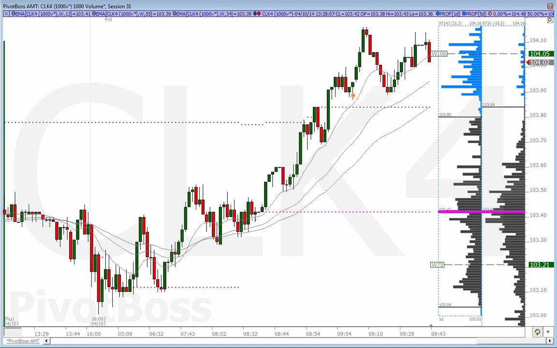So right now we're seeing absorption here. That could be an iceberg order. That could be orders that are just developing here, and responsive buyers are just participating in the current uptrend. It could be so many different things. But overall, support is developing here on 103.90.